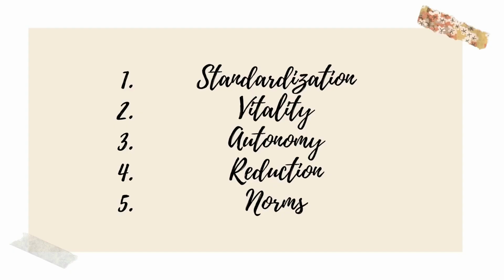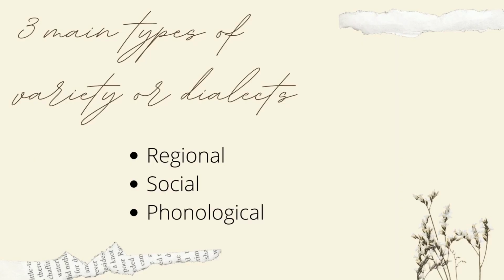Using these criteria, and there are even more criteria such as historical development of languages, does the language have a history or not, and their cultures, one can define how languages differ from one another and from their varieties, their subvarieties, which many linguists call dialects. There are three main types of variety or dialects, that is regional dialect, social dialect, and phonological dialect.